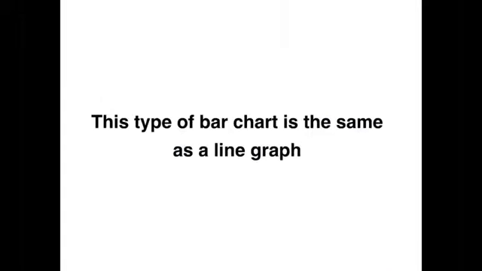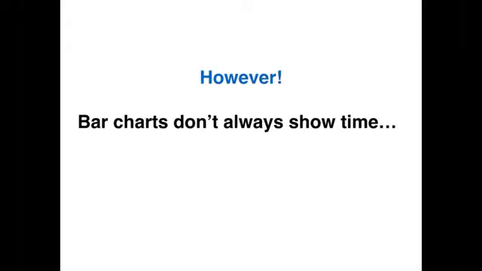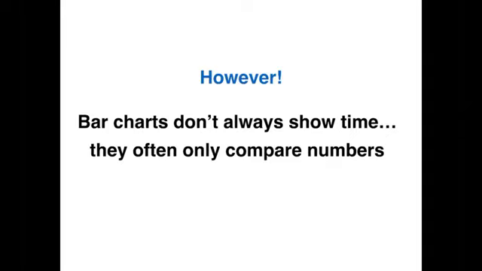This type of bar chart is the same as a line graph, and if you watch the previous lesson that I did about line graphs, you'll see how I recommend approaching them. However, bar charts don't always show time. They often only compare numbers. Let's look at another example.